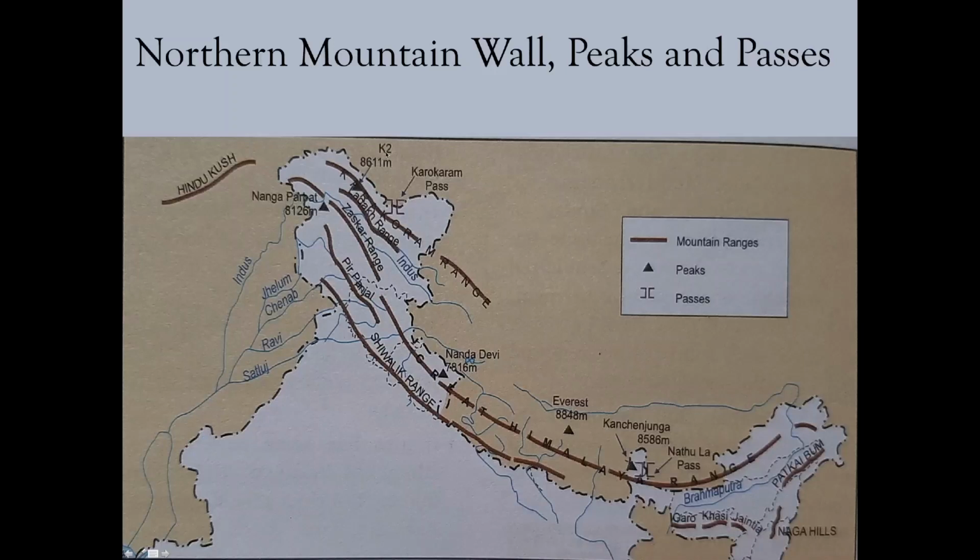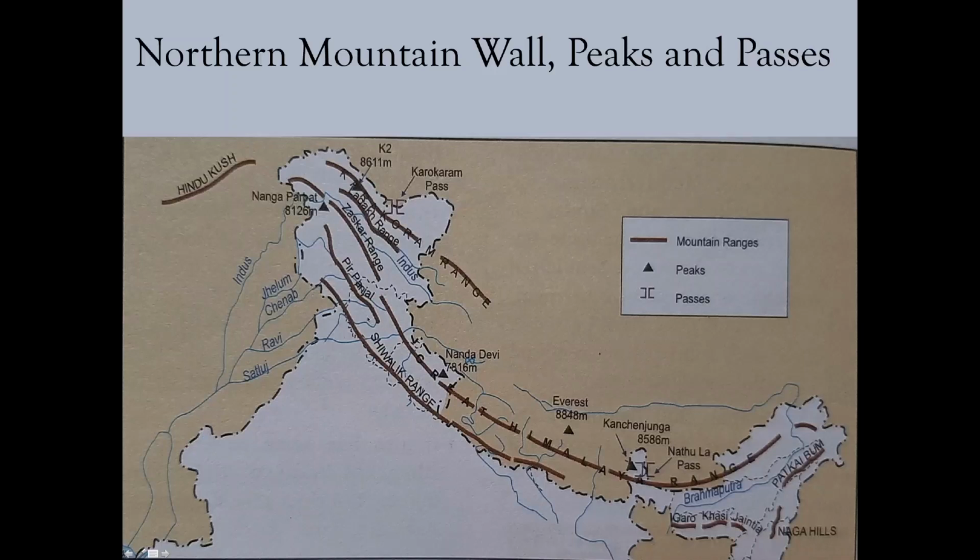K2, that is the second largest peak of the world, 8611 meters. This is Nanga Parbat, 8126 meters. It lies in Jammu and Kashmir. Nanda Devi Parvat, it lies in Uttarakhand, that is of 7816 meters height.